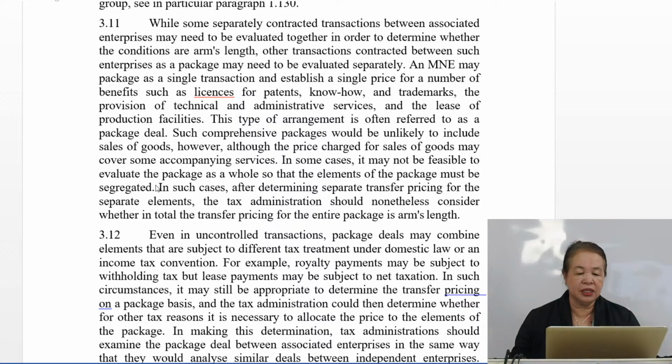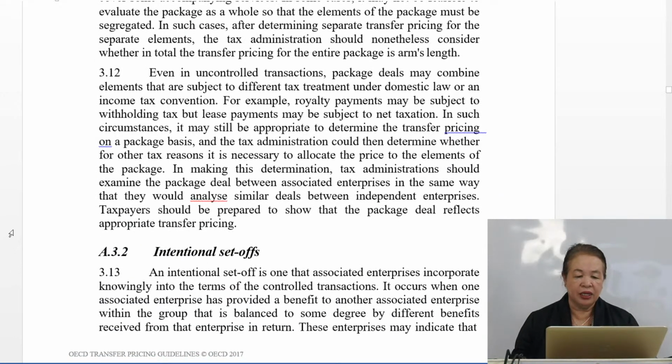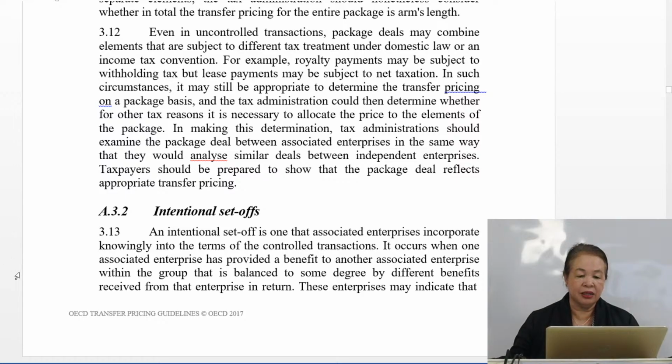So in making this determination, tax administrations should examine the package deal between associated enterprises in the same way that they would analyze similar deals between independent enterprises. So taxpayers should be prepared to show that the package deal reflects appropriate transfer pricing. So yung sinasabi natin na package deal, mga transactions between the related parties.